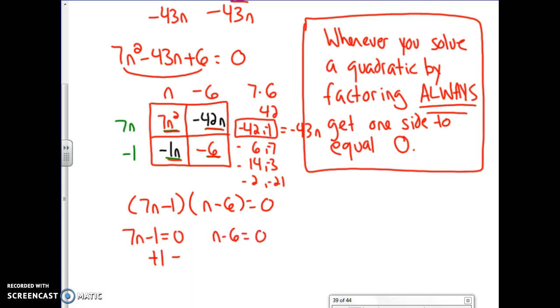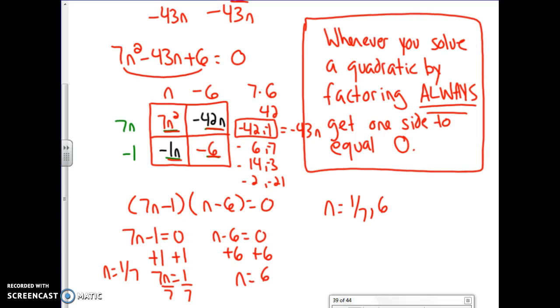Then we'll just add 1, add 1. So I got 7n to be 1. Divide both sides by 7. I get n to be 1/7. Add 6, add 6. You get n to be 6. So the two solutions are 1/7 and 6. Okay? Let's try one more with you guys.